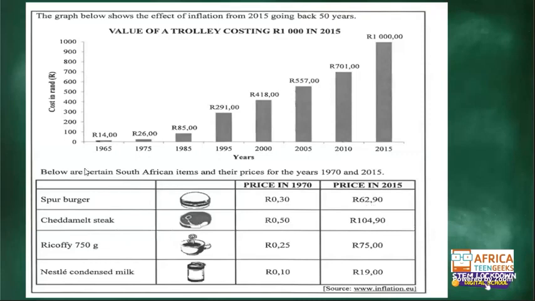And then let's look at the table. These are certain South African items and their prices for the years 1970 and 2015. We've got the Spur burger, which in 1970 was 30 cents. But in 2015, it is 62 rands 90 cents. The cheddamelt steak was 50 cents in 1970. But in 2015, it's 104 rands 90 cents. Coffee, 750 grams, was 25 cents in 1970. But in 2015, it's 75 rands. Nestle condensed milk was 10 cents in 1970. But in 2015, it's 19 rands. Can you imagine that? Do you see how steep these increases are actually?